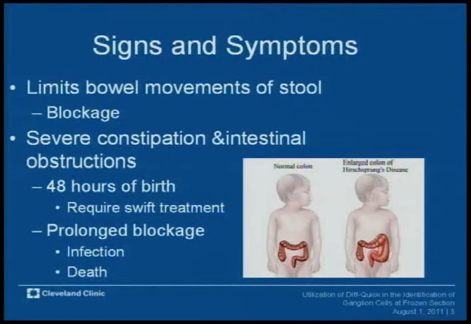The deficiency of ganglion cells in the intestines of Hirschsprung's patients leads to limited bowel movements of stool. Patients, who are almost always newborn babies, will likely suffer from severe constipation and intestinal obstructions within 48 hours of birth. A swift treatment of the disease is required, as prolonged intestinal blockage leads to infection and, in most cases, death.